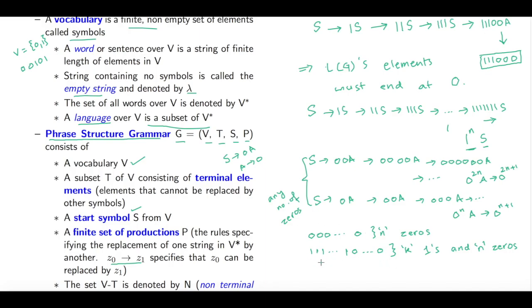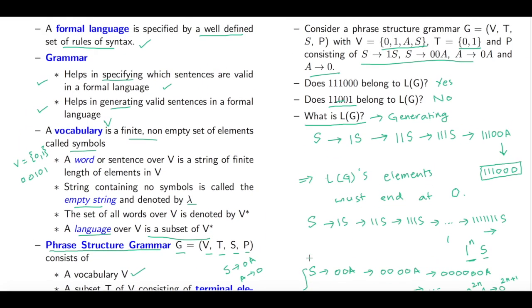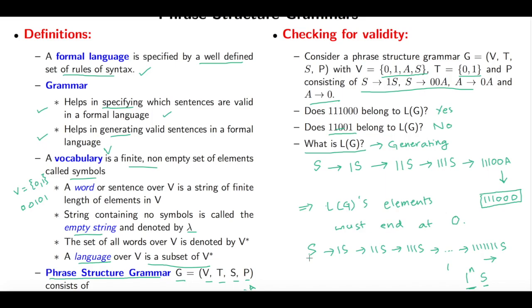Okay, so this is it about an introduction of phrase structure grammar, and how we can check the validity of some words or sentences over the language, or we can generate some words or sentences over a language. So this is it about this video, in which we can check the validity of some sentences or words, or we can also generate valid sentences in a language.